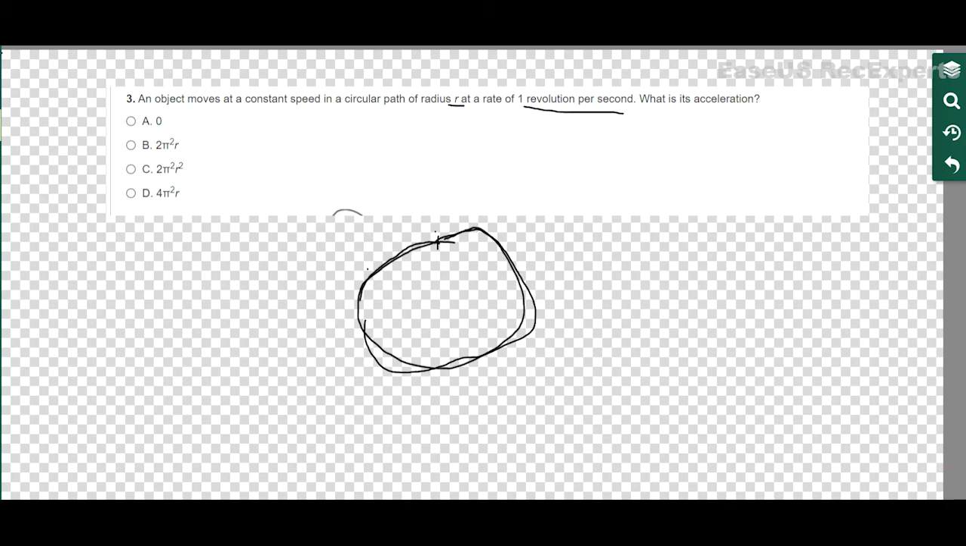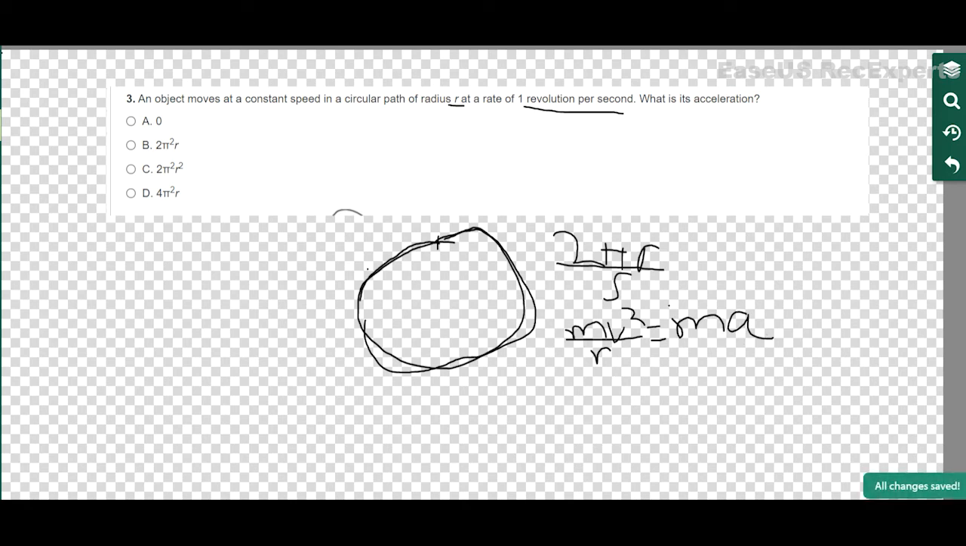So we will want to find the circumference for this circle, and we know that the circumference of a circle is equal to 2 pi r. So we're traveling this distance in 1 second, so that is equal to our speed, right? Now we're going to use speed instead of velocity here, because we do not know what our direction is. So our force is equal to mv squared over r because we are traveling at a constant speed.